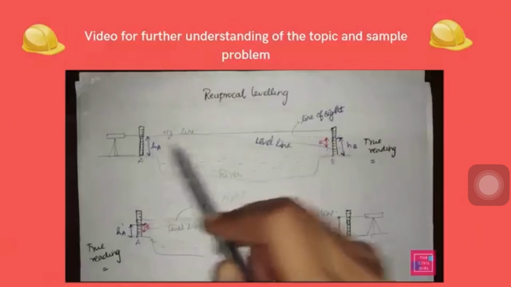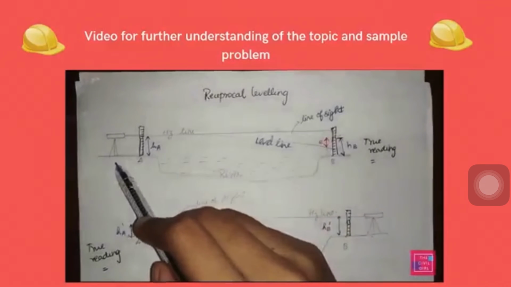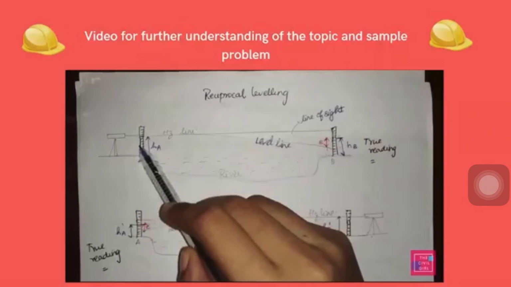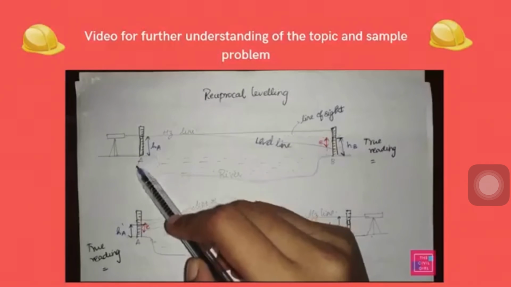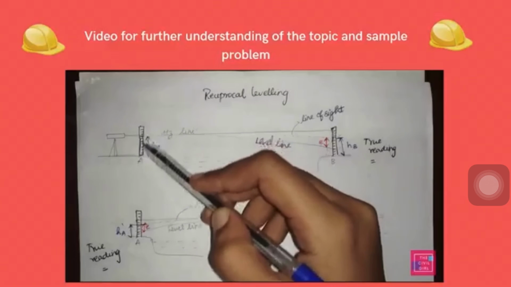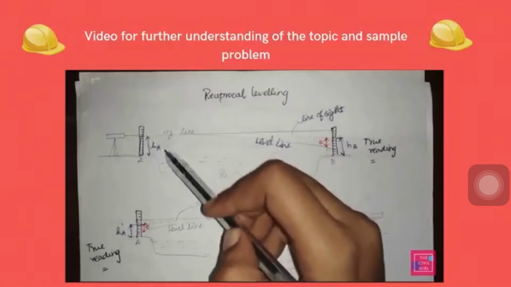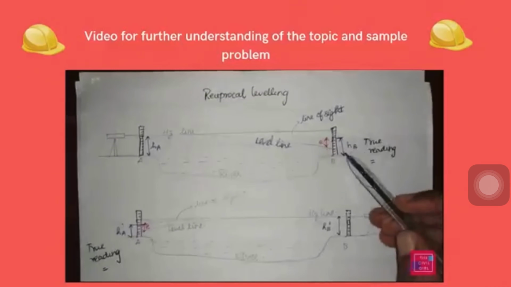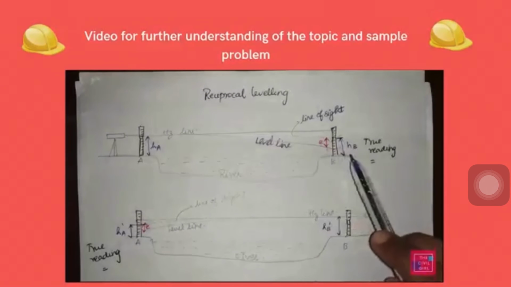So when I place it very near to A, there will be no curvature error here since the distance is very less. So the reading which I get from the leveling staff is going to be my true reading. There will be no error due to curvature. Whereas when I'm taking the reading here, the distance is increased. Because of that, there will occur a curvature error.